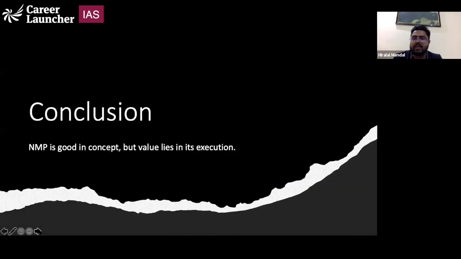Now, what is required under this program is not about the plan. It's a good plan, an ambitious plan. But the program will create value only if it gets implemented properly. So in conclusion, we can say that NMP is good in concept, but the value lies in its execution. When the execution happens, it will help us realize the potential of the program, and then we can expect that the state governments will also participate in the process of asset monetization.